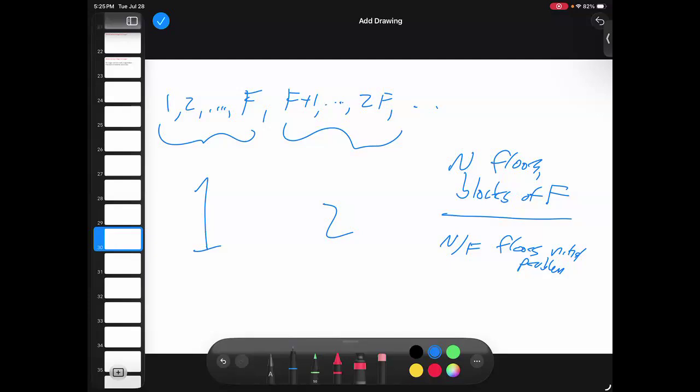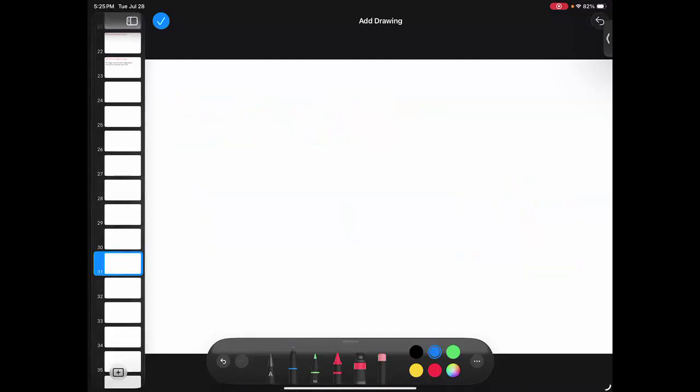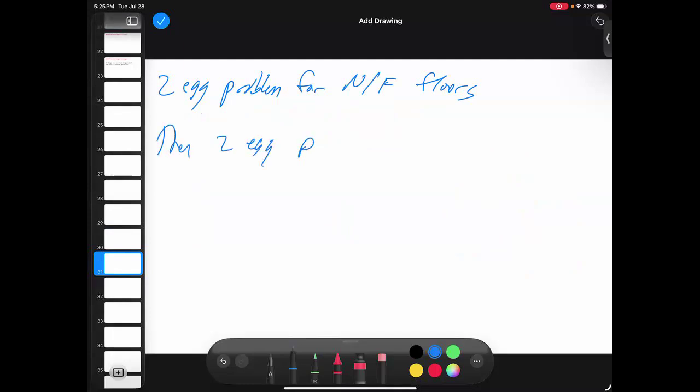So how do I choose f? I have the 2-egg problem for n over f floors. Then we have a 2-egg problem for f floors. Yes. You probably want to, for each one, use the formula we know for the 2-egg problem.